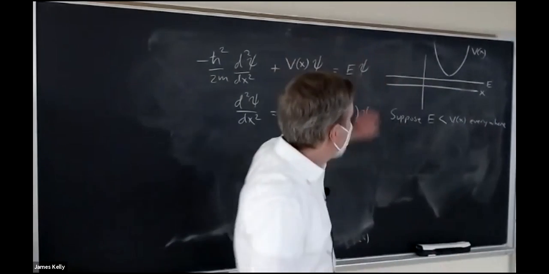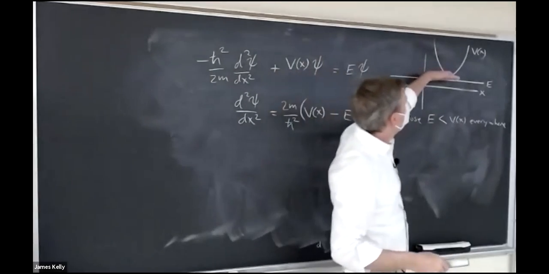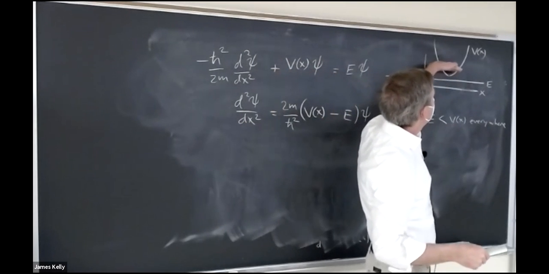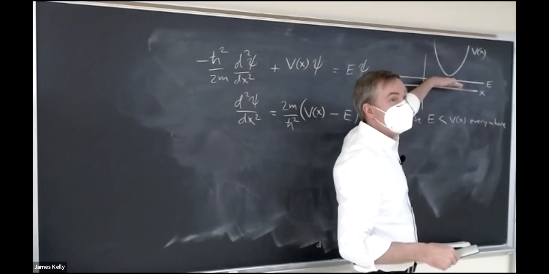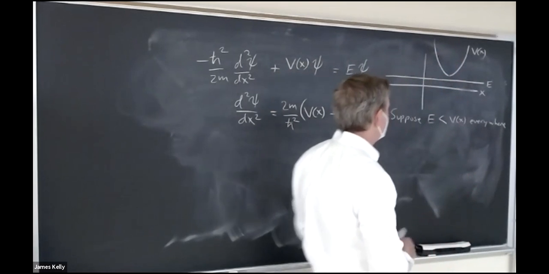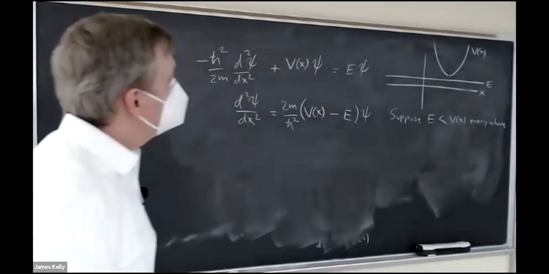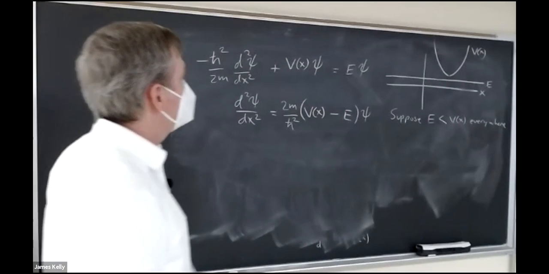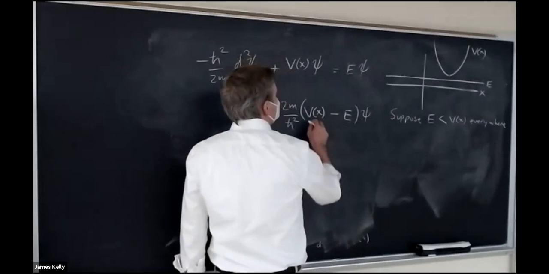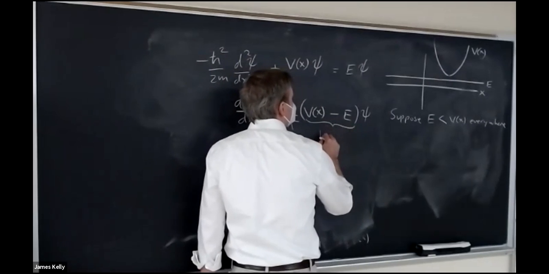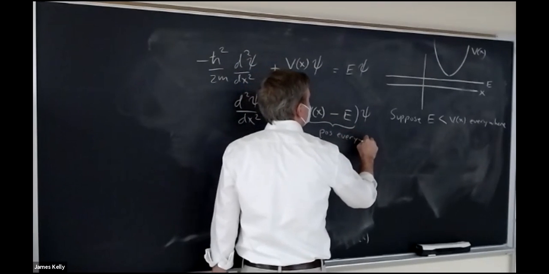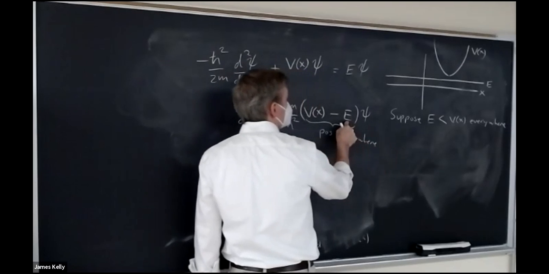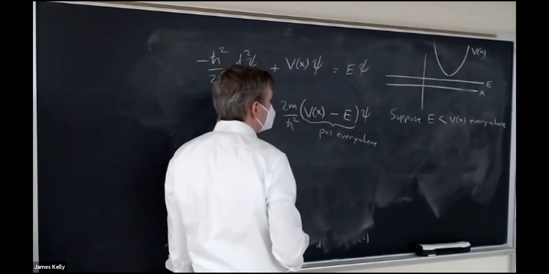Okay, that's what we're trying to prove can't happen. So what I'm claiming is this kind of thing can't happen. This would not be an allowed energy. An allowed energy's got to be up here somewhere. And if it's got to be up here, there's got to be one that's the minimum because you can't keep going down, right? Suppose the energy were less than V of x everywhere. Then this is positive everywhere, right? If this is less than this, right?